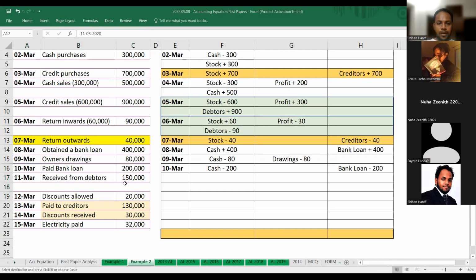When we receive from debtor, we get cash, and debtors will reduce. Cash increase, debtors decrease.